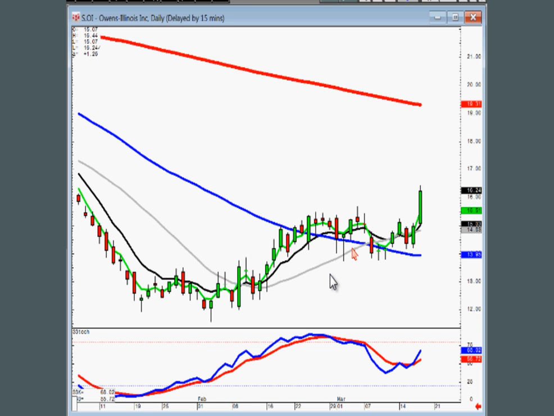Owens-Illinois, another one with a bullish engulfing signal and a breakout. Now you can kind of project where everybody is. This is supported on the 50 with dojis and a gap up. They couldn't get down through the 50, so where do you think your next target's going to be? More than likely up here at the 200-day moving average.